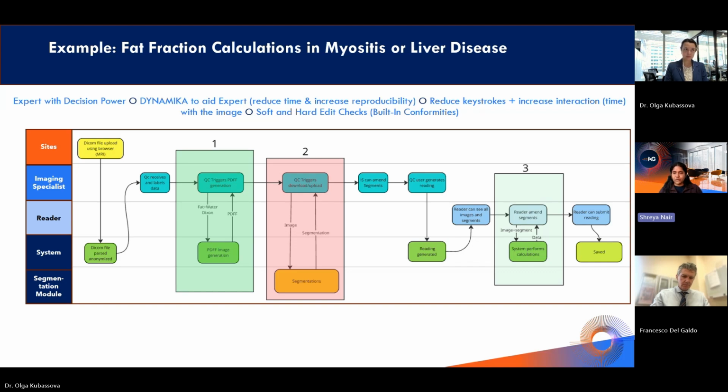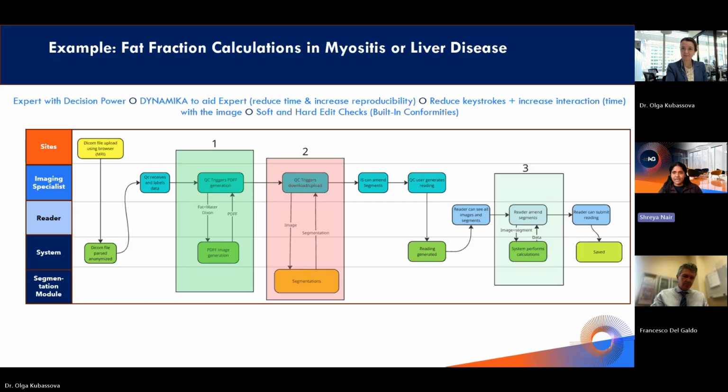You see the boxes 1 and 2 where they can do some pre-processing that is required. So any kind of segmentations that they can do here, we pass on these pre-processed images to the readers to finally amend, and they can then sign it off and submit the reading on DYNAMIKA. So it really shows these different users who interact, but DYNAMIKA allows a single platform for all of them to communicate and for the data to flow through.